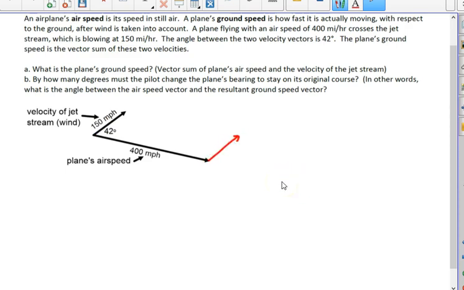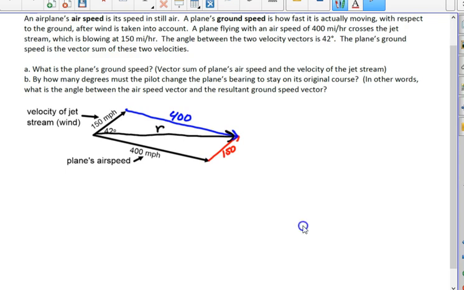So this is the 150 miles per hour here. And then I'm going to take the plane, draw a vector for it, move it over here, and create the parallelogram like we did in one of the problems on a previous video. So the actual ground speed of the plane is going to be in this direction here.